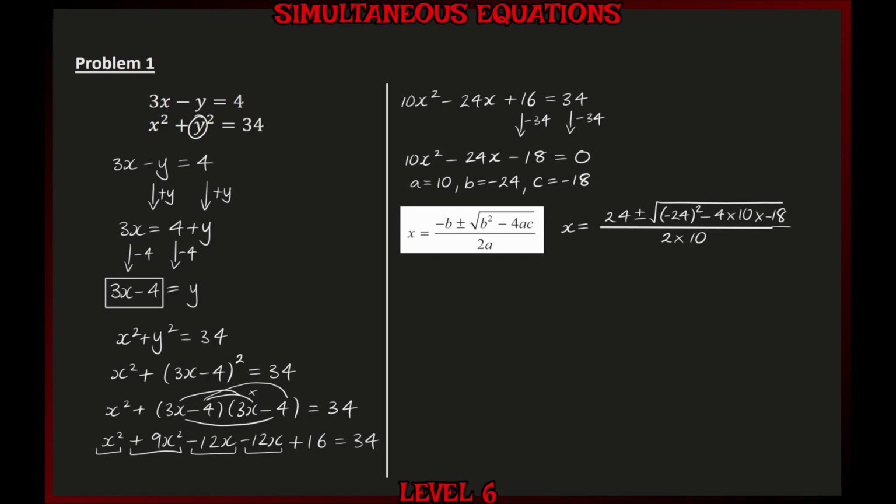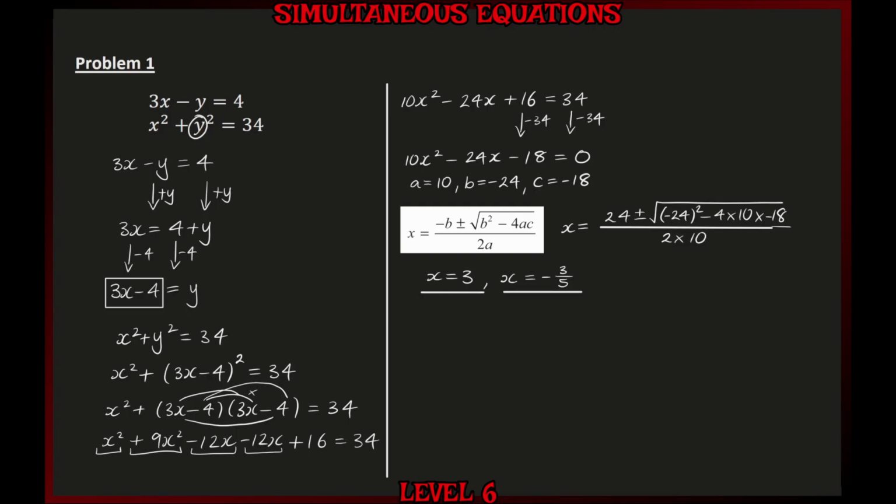Now if we put this into our calculator with a plus on the numerator, we get x is equal to 3. And if we do the same but using a minus on the numerator, we get that x is equal to minus 3/5 or minus 0.6. So these form the first part of our solution.